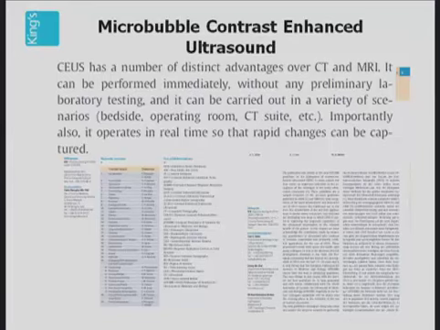Contrast-enhanced ultrasound can be performed immediately. You don't need any preliminary laboratory testing. You don't have to have patients who have renal problems turned away from the examination. And you can carry it out anywhere. You don't have to carry out the examination within the radiology department. You can take the machine to the patient. It operates in real time. You can ascertain rapid changes and capture these and review these on your cine loops.